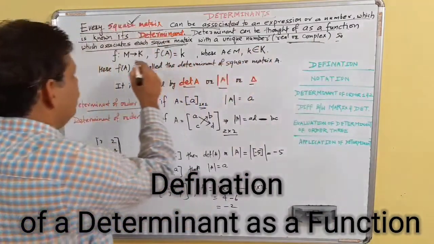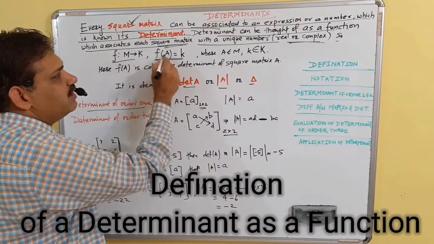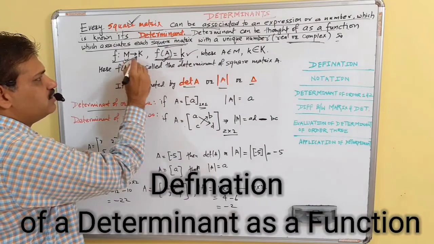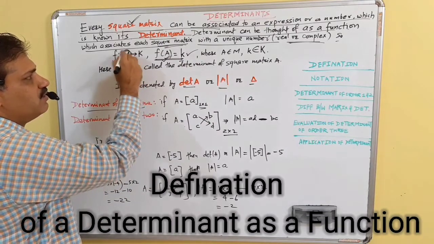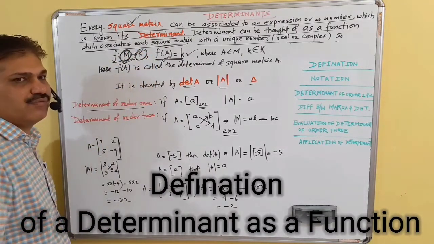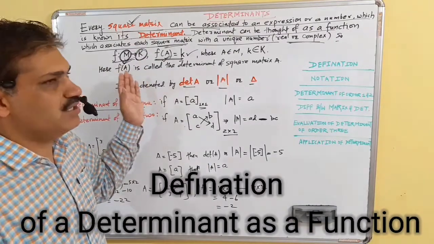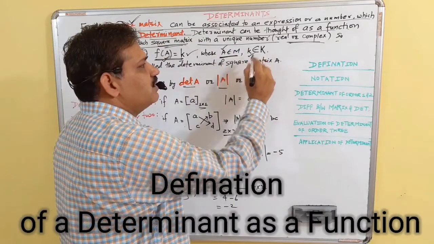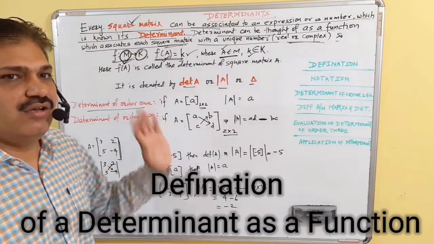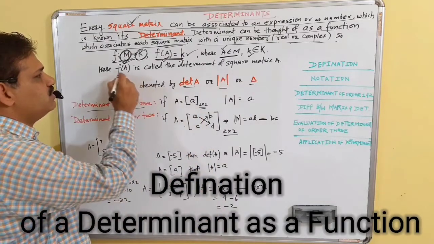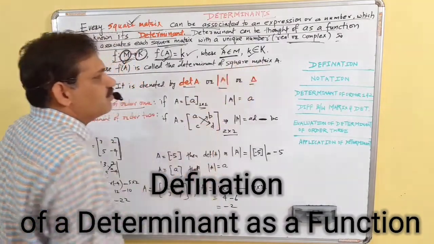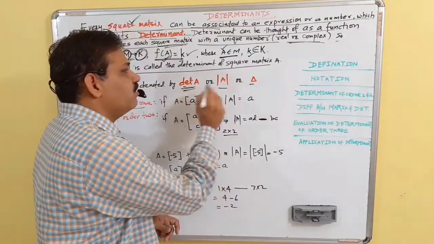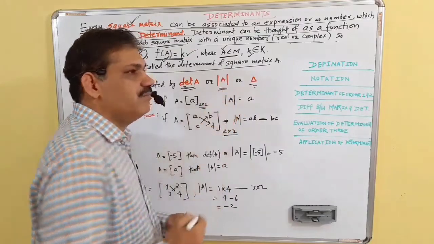So, the determinant is a function of a square matrix A which gives us k. That is, it is a function from the set of square matrices to the set of real or complex numbers as the case may be, where A is an element of square matrices and k is a number, that is real or complex, as the question is. So f is the determinant of the matrix A. Well, it's denoted by determinant A or delta or determinant A.